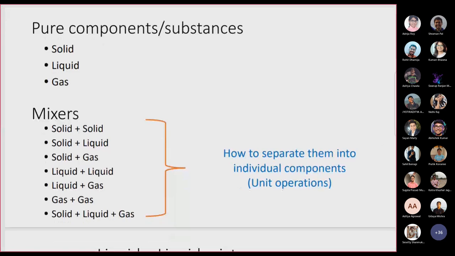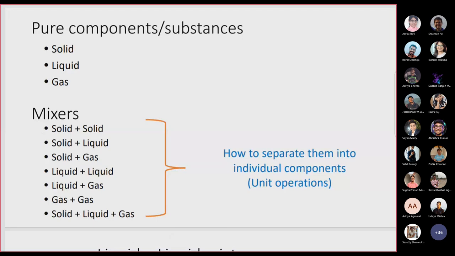I will give examples. What is the example for solid-solid? What is the example for solid-liquid? I will give all the examples one by one. And suppose you have a solid-solid mix. How to separate them into individual components? That is, we have to use one specific unit operation to separate them into individual components.